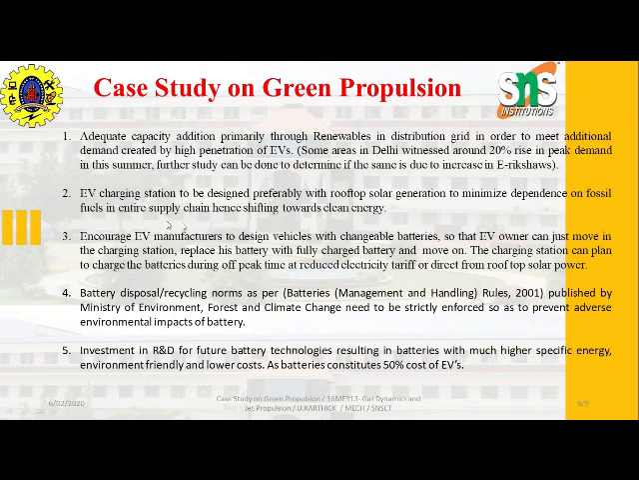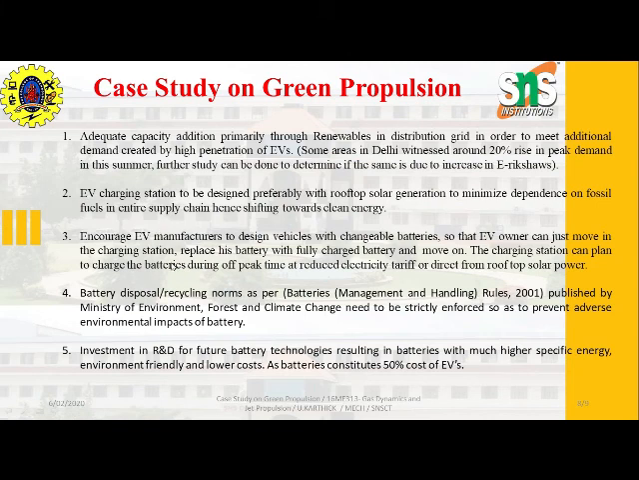And the second one is EV charging stations to be preferably on the rooftop. So whenever a customer has an e-vehicle, they have to install a solar PV panel on their rooftop. That is the power source of their e-vehicles, because for producing power we are consuming fossil fuels. So our objective is to eliminate fossil fuel. So that is the most dominant point.